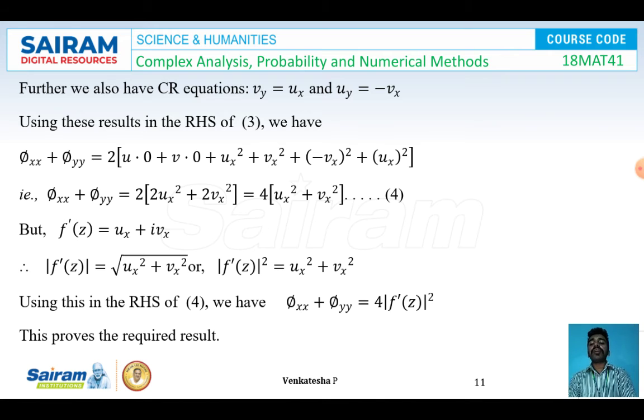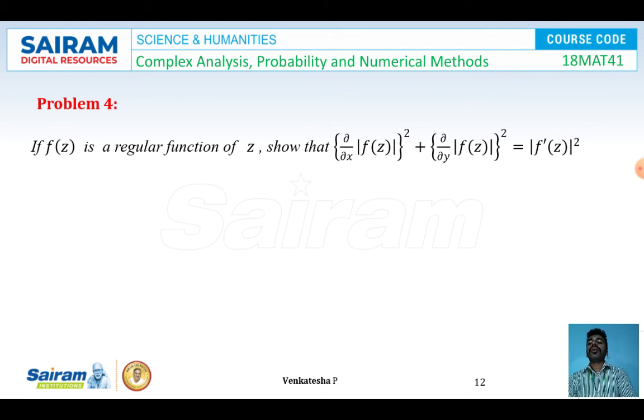Now I'm going to consider f dash of z is equal to ux plus ivx. So I'm going to apply mod on both sides of this equation. If I apply modulus, I'll get mod f dash of z is equal to mod of ux plus ivx, and expanding the modulus, I'll get square root of ux square plus vx square. So squaring on both sides, I'll get mod f dash of z whole square equal to ux square plus vx square. Now I can replace this expression in this place. So I'll get dou square pi by dou x square plus dou square pi by dou y square is equal to 4 times of mod f dash of z whole square. This is the required proof of what we needed to prove for this problem.